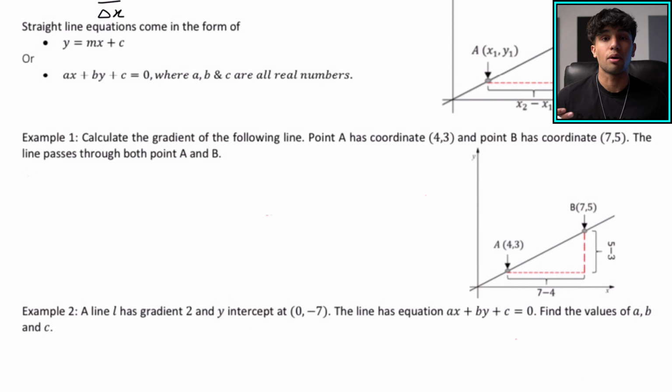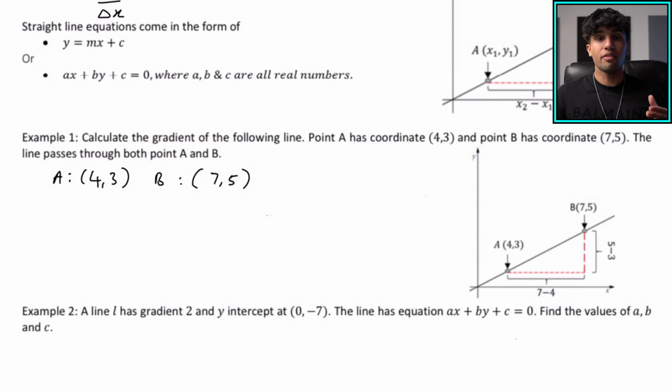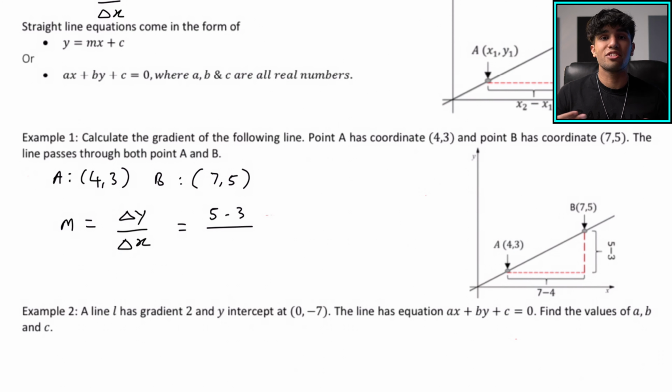Let's now take a look at example 1 where we have to calculate the gradient of this line. To start with, I'm first going to write down the two coordinates that we know. We're given coordinate A as 4, 3 and coordinate B as 7, 5. In maths terms, we write gradient as the letter m, and m is equal to the change in y over change in x. To start with, let's take the y coordinate of B, which is 5, and the y coordinate of A, which is 3, and we have to subtract them. So we write down 5 minus 3. For our change in x, we do the same thing, but with our x coordinates. So we'll have 7 minus 4. Now you just carry out the calculation and we should get 2 over 3.